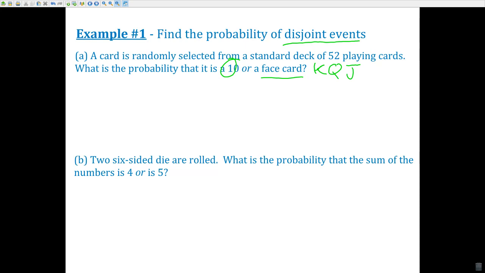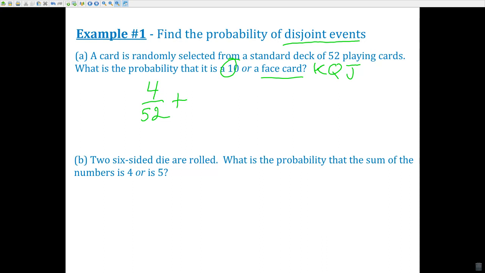Let's see, probability that it is a 10. Well, how many 10s are there in a deck? There's a 10 of hearts, 10 of diamonds, 10 of spades, 10 of clubs. So there's 4 out of 52. There's 4 10s in a deck. If you need a physical deck, go grab one at your house and count how many 10s there are. How many face cards are there?